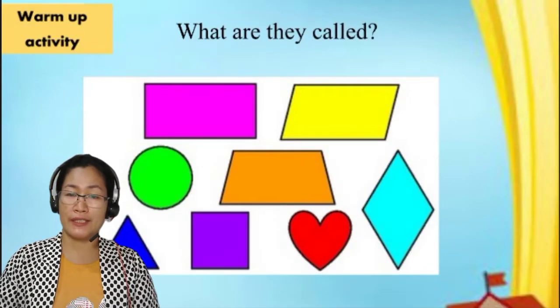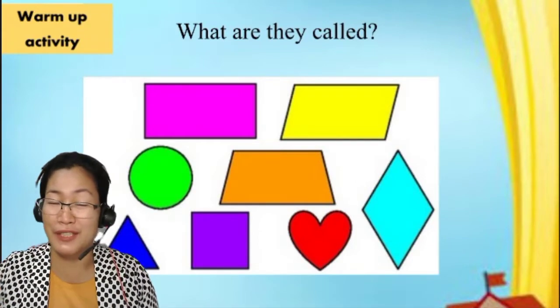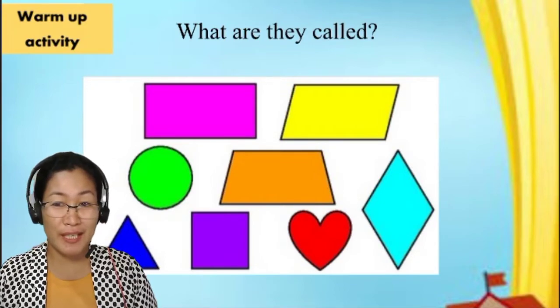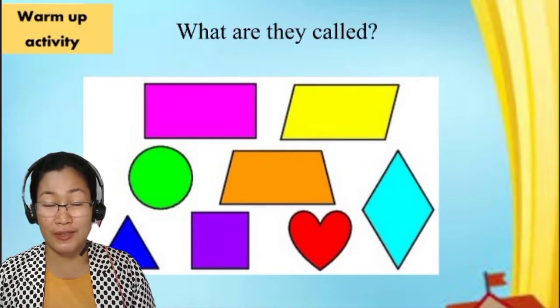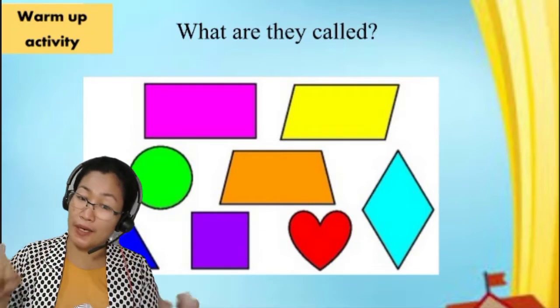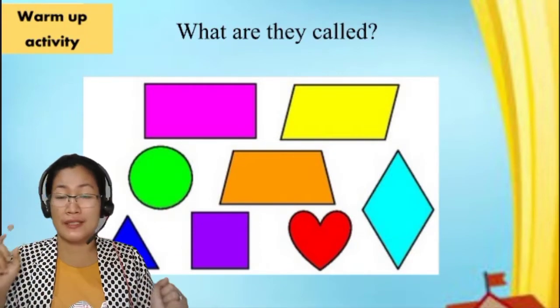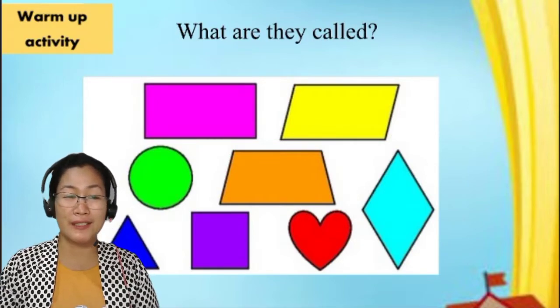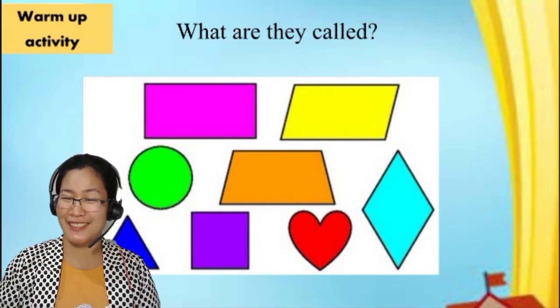Okay, so let's have a warm-up activity. Look at this picture. So what can you notice? What can you see? Yeah, so we can see a circle, a square, a triangle, a heart, a rectangle, and the others also. So what are they called? Yeah, so they are called shapes.